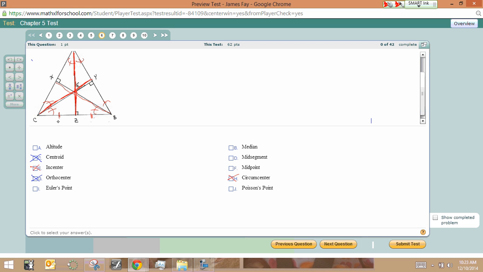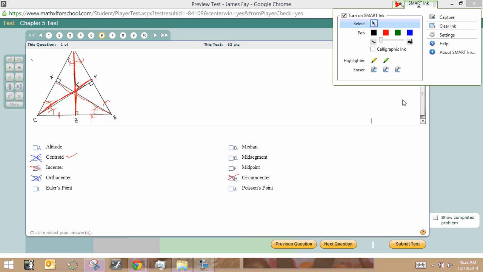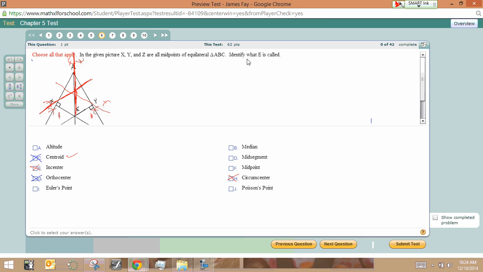Okay? So some of us got this wrong because we looked at this and said centroid, and that's the only one. You're right that it is a centroid, but the question says choose all that apply, identify what E is called. Okay, in this case, E is all those things.